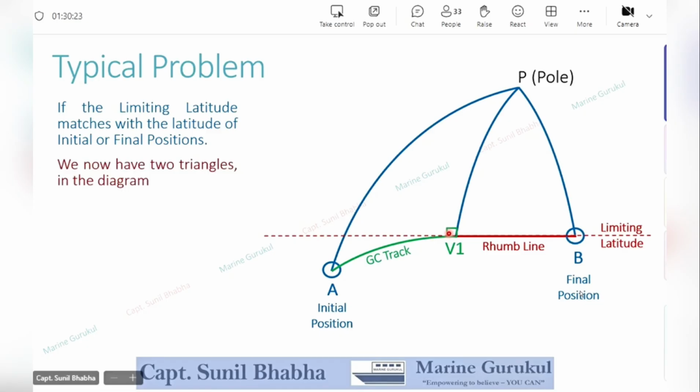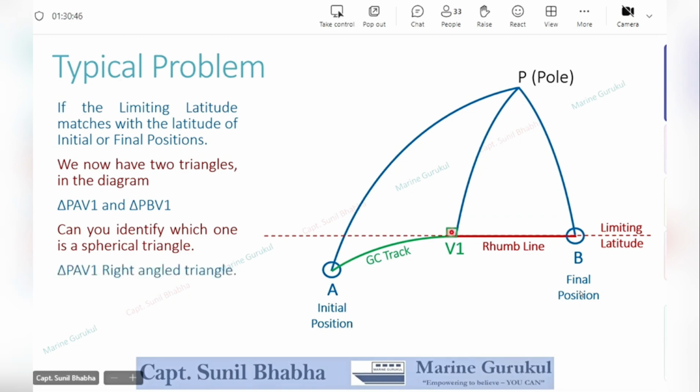Now if you look carefully, we have two triangles in the diagram. We have PAV1 and we have PBV1. Now out of these two triangles, the triangle PAV1 is a spherical triangle. All three sides of this triangle are parts of great circles. On the other hand, the triangle PBV1 is not a spherical triangle, because the side V1 Bravo is not part of a great circle. It is a rhumb line track which is part of a small circle.